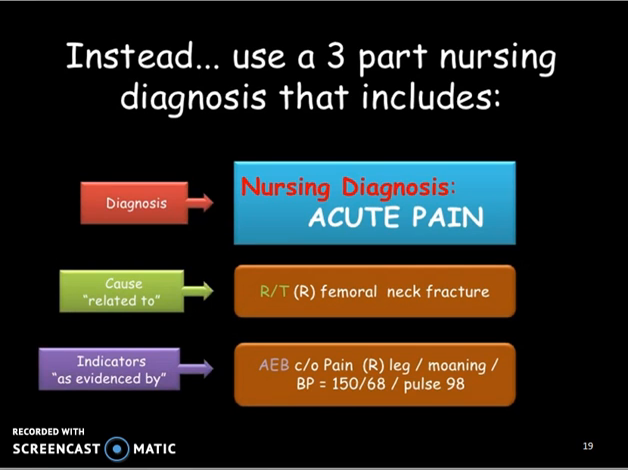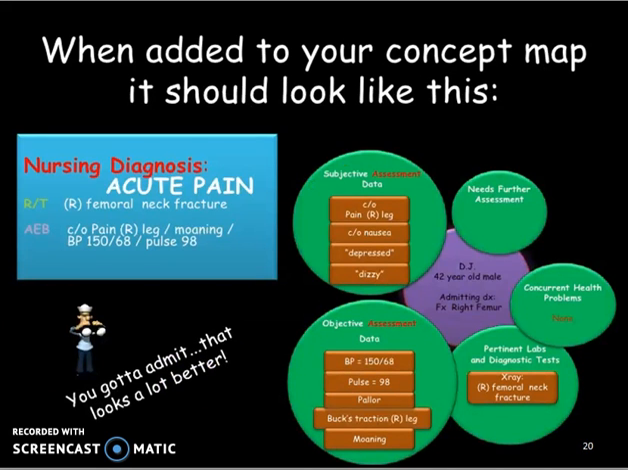So instead of the lines, use a 3-part nursing diagnosis that includes the nursing diagnosis, which basically shows the acute pain, a cause related to the right femoral neck fracture, and indicators that provide evidence to the nursing diagnosis, such as your subjective data and your objective data. When added to your concept map, it should look like this. Much better, don't you think?